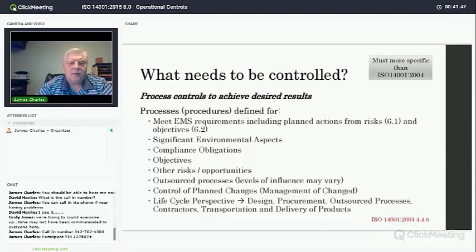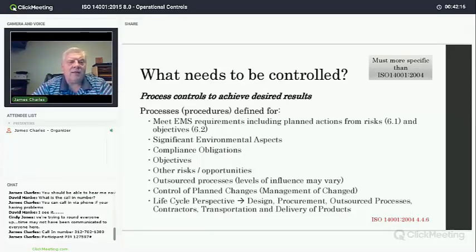Outsourced services and your level of control and influence of those will vary, and we'll talk a lot about that in the setting. Control our planned changes, management of change, and then look at our activities from a life cycle perspective: design, procurement, outsourced processes, contractors, transportation, and delivery of our products. So these are some of the things that we should see controlled now as part of your environmental program.